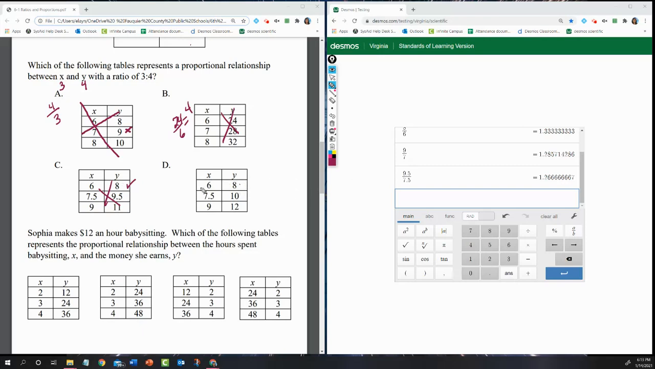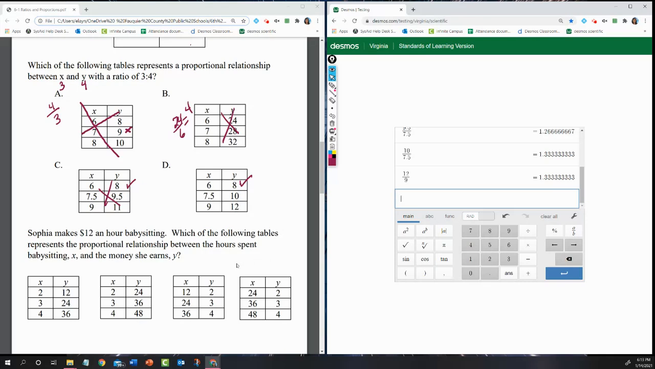We have 8 and 6, or 8 divided by 6, that is proportional. But what about 10 divided by 7.5? That does equal 1.3 repeating. And then how about 12 divided by 9? That also equals 1.3 repeating. So D is the correct answer for this one.